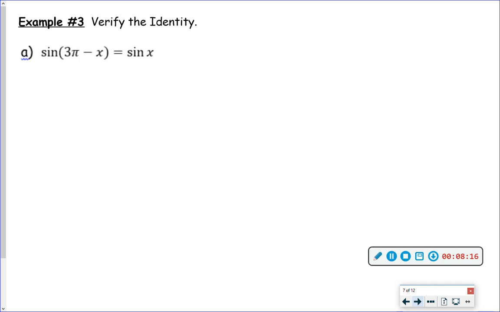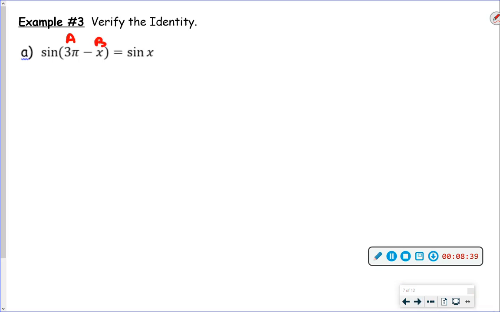Verify the identity. So clearly we're back to you were showing me why the left side matches the right side. Clearly I'm working on the left. It's more complicated. There's more terms on it. Now, if you look at the left side, that is not a co-function identity. Co-function identities have to be pi over 2. That is a sine of a difference. So I'm going to use my sine of a difference formula.